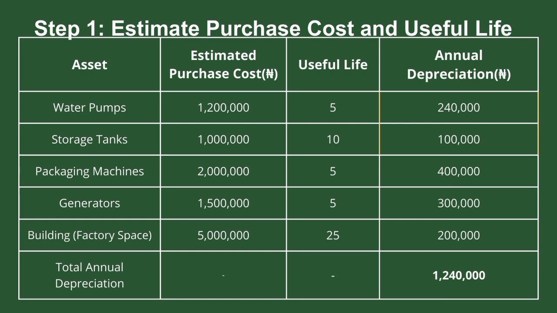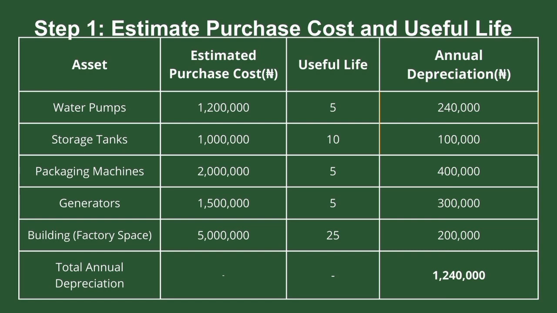The next is the storage tanks. The storage tanks comprise all the various tanks that must hold water each time water is being pumped. It is estimated to be 1 million naira, and the estimated useful life is 10 years. So 1 million divided by 10 gives us 100,000 naira depreciation to be written off for tanks.